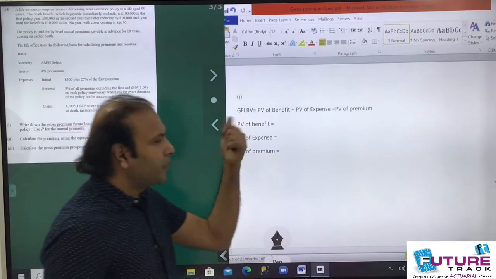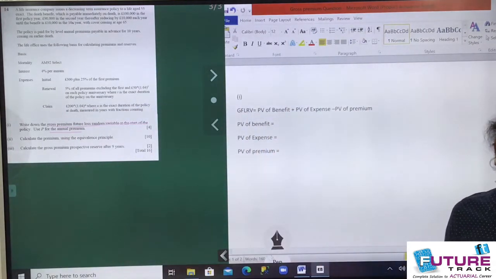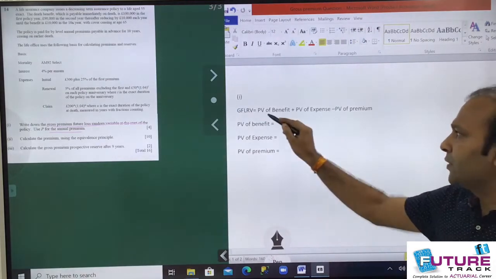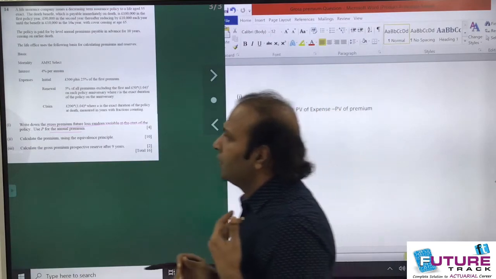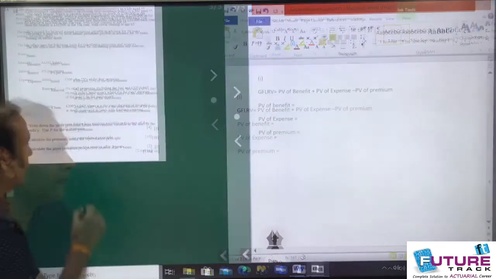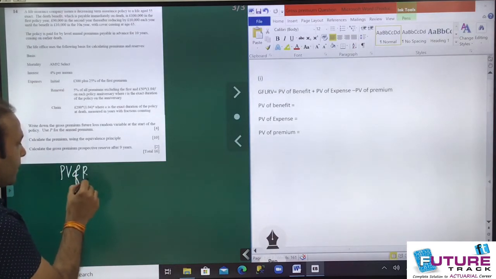So we know that gross premium future loss random variable formula. It's better to write the formulas, class, when you are typing in words. So present value of benefit plus present value of expense minus present value of premium. So let's first talk about the present value of benefit. Let's find the present value of benefit, class. What is the present value of benefit?